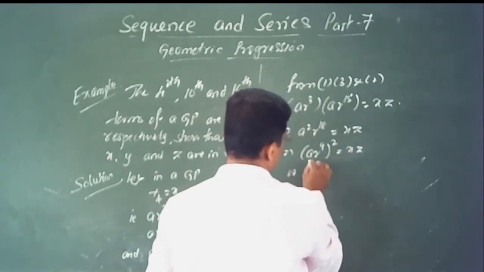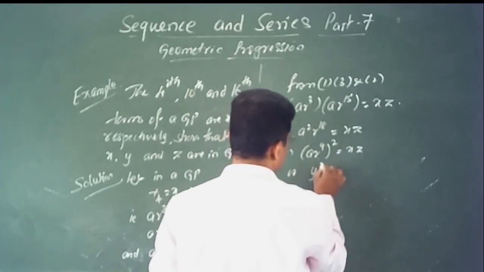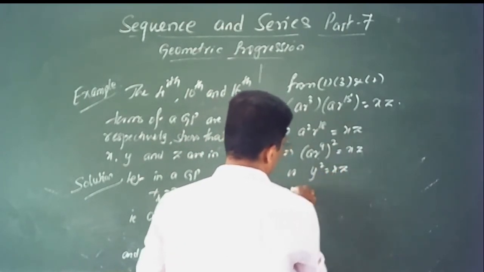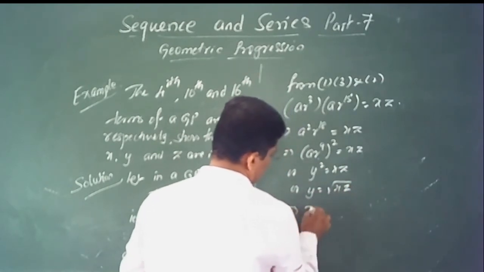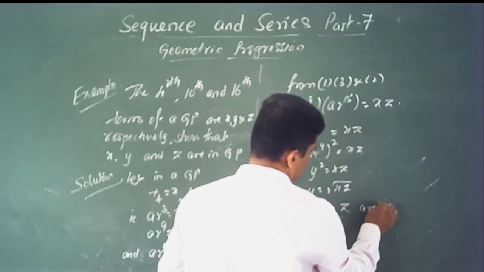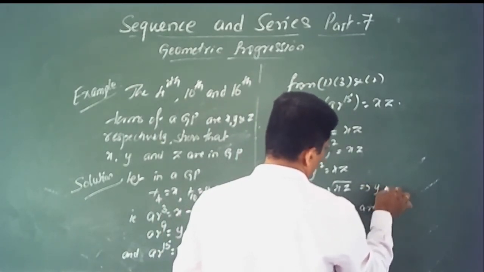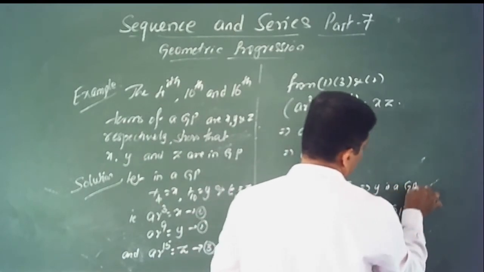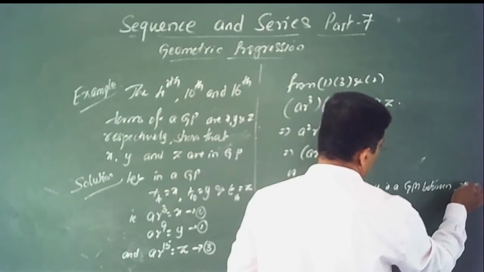Or you can say that A into r whole raised to 9, from 2, you say that y square is equal to xz, or y is equal to square root of xz. It implies x, y, z are in GP, with y the middle value. It means y is a geometric mean between x and z.